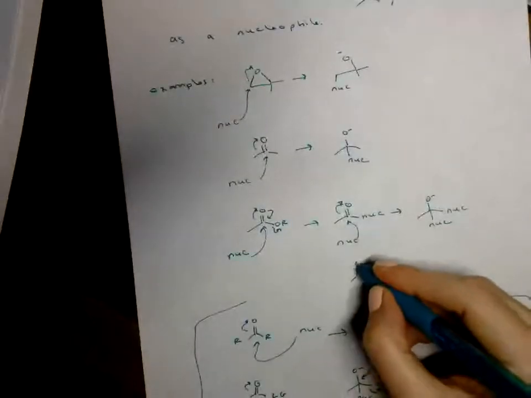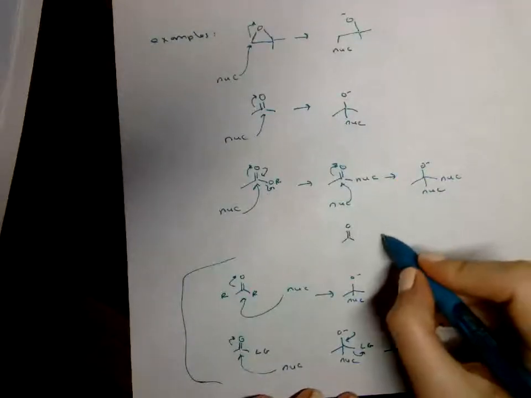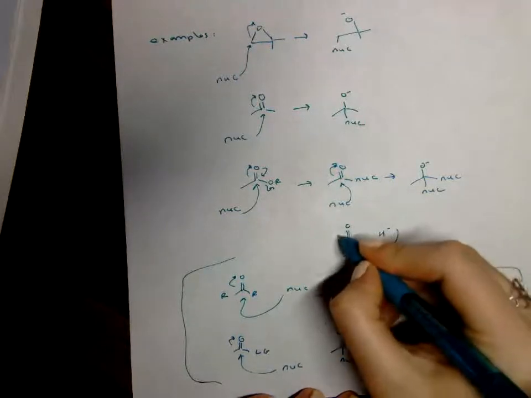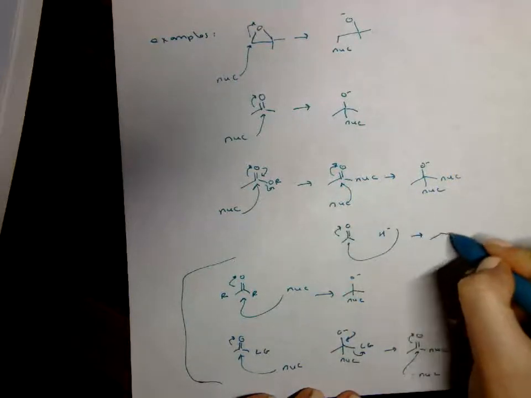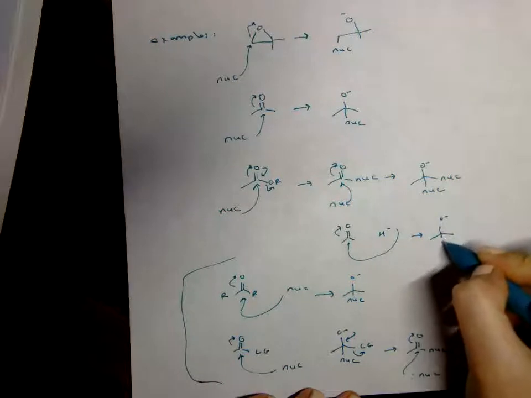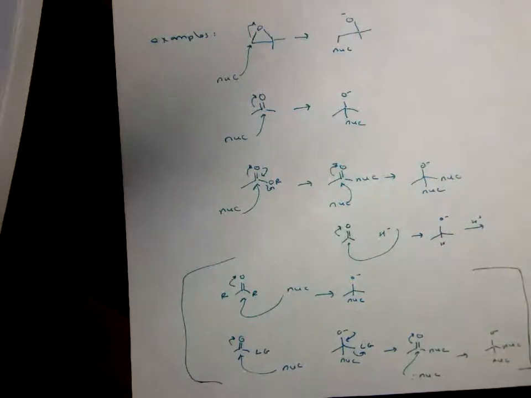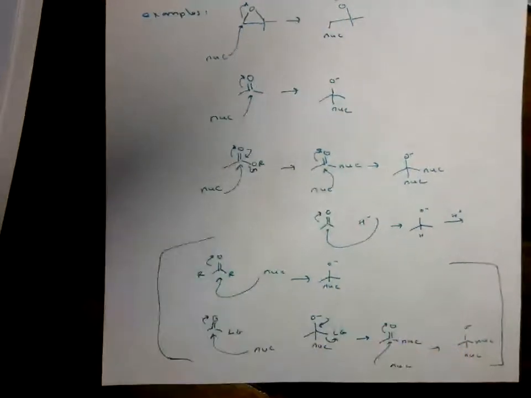And if you were paying attention, this is the same thing that happens with if you have LAH. It's basically just like an H minus that comes and attacks, and that's how it turns a ketone into an alcohol, is you have that plus H plus to make this into an alcohol. So you're going to see this same pattern of a nucleophile attacking at the carbonyl carbon center a lot. So I just kind of wanted to bring that to your attention.